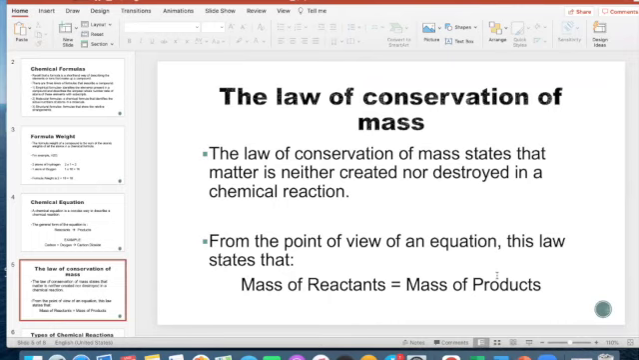All right, so from the viewpoint of an equation, the law of conservation of mass looks like the mass of the reactants, so your individual ingredients on your left-hand side, will be equal to the mass of the products on the right-hand side. So this is your initial ingredients. After they react, then you'll have the outcome of your products. Okay, so for example, let's say we burn a log of wood.